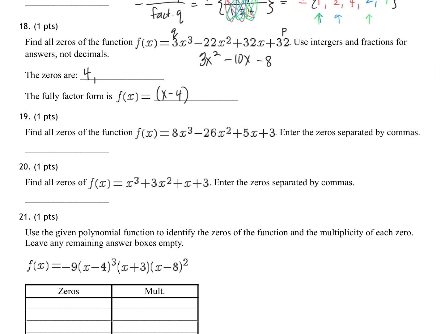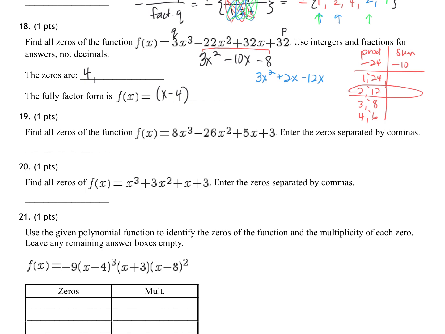So let's see, I've got to find something that multiplies to get negative 24 and adds to get negative 10. So that's 1 times 24, 2 and 12, 3 and 8, 4 and 6. The signs have to be different. The bigger one needs to be negative. So knowing that, I will see that 2 and negative 12 will work. So let's see, this is going to be 3x squared plus 2x minus 12x minus 8.